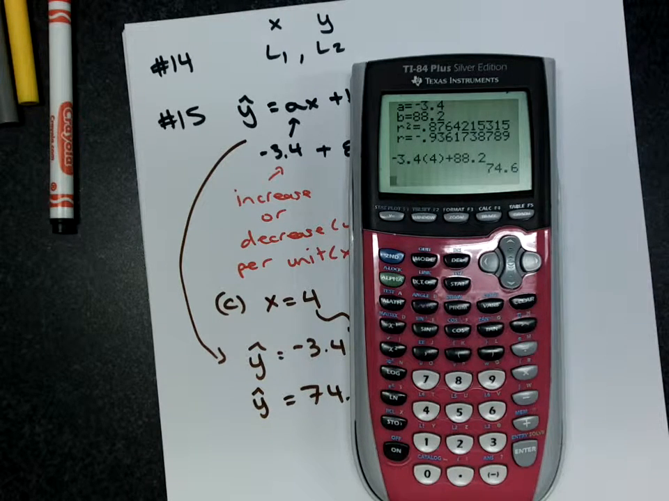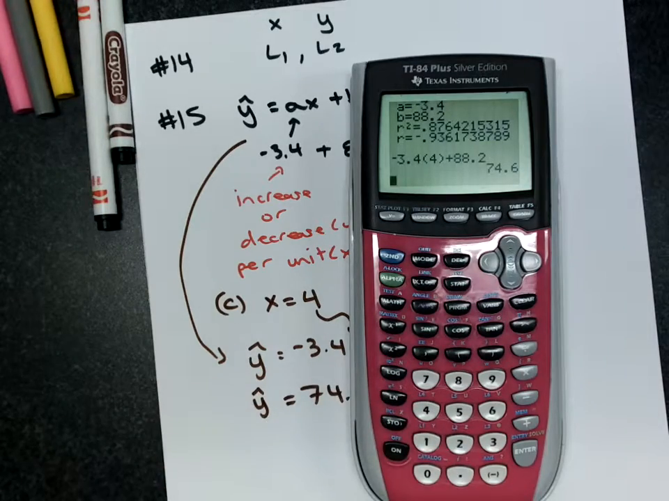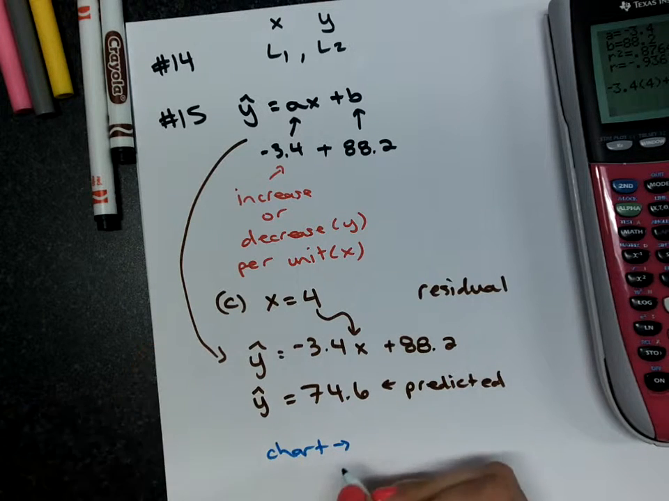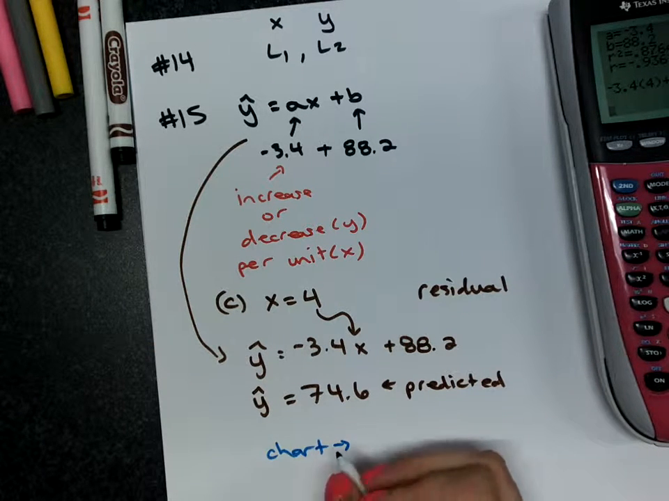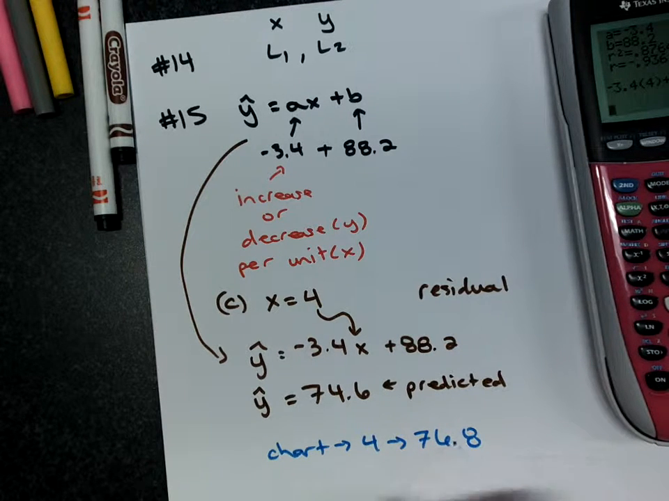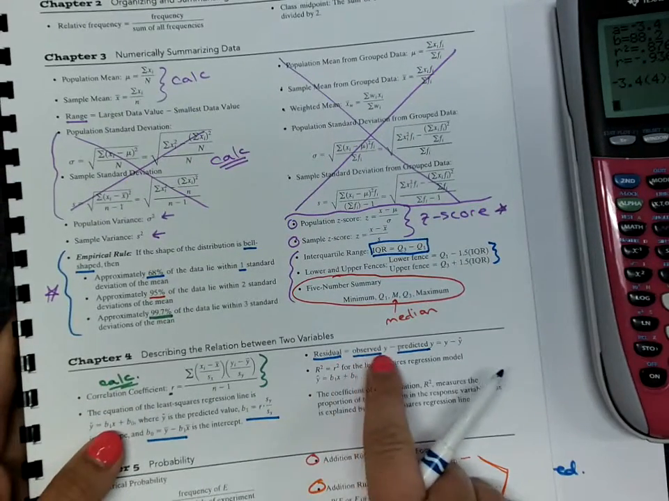And then the residual is the difference between the prediction and the actual grade. So for the second part of that, this is predicted. We look at the chart. The chart will determine our actual. So for 4 absences, it shows 76.8. And the residual is the actual minus the predicted. And that is on your chart in chapter 4. Residual is observed minus predicted.